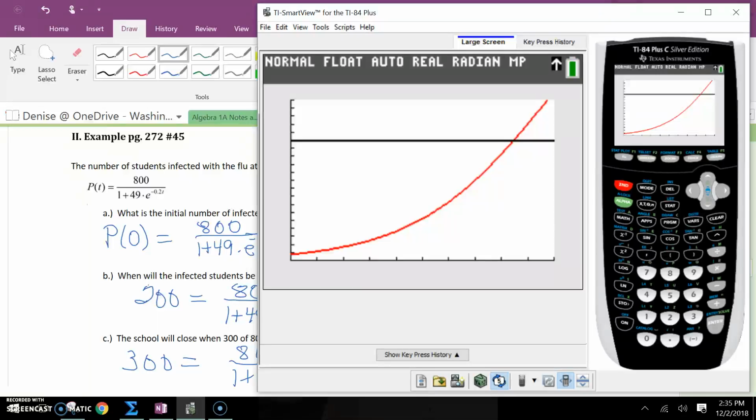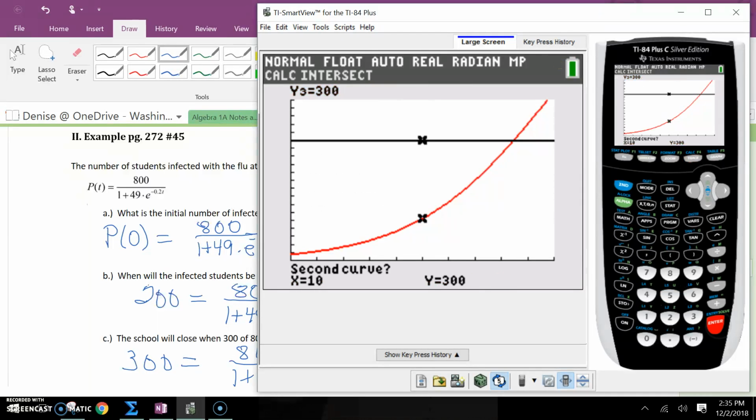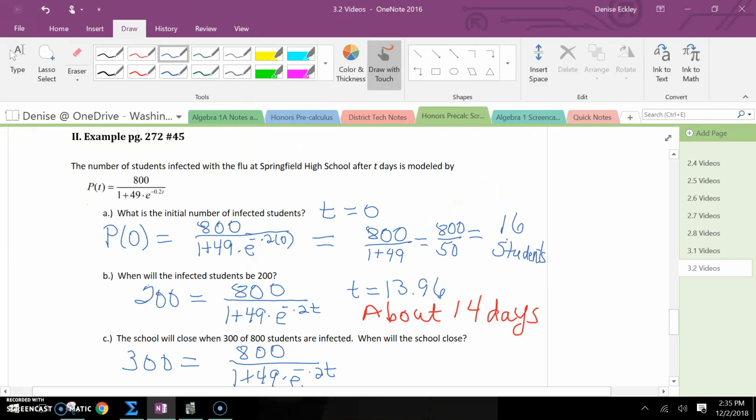So second trace, choose 5, intersection, and I get 16.9 days. So t is going to equal 16.9. So our answer will be in about 17 days.